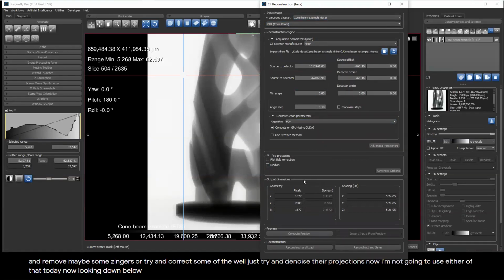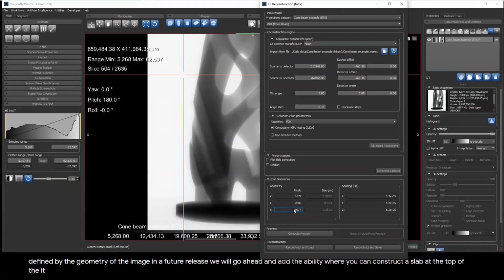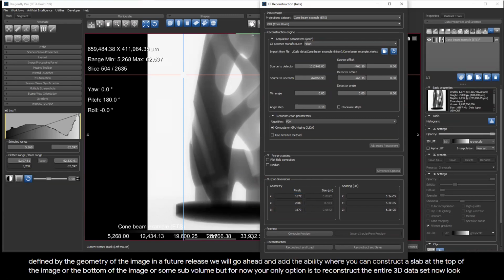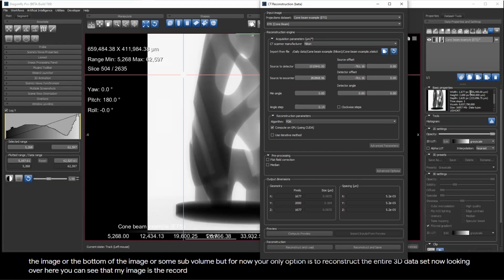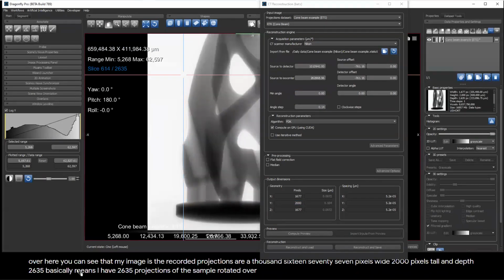Now, looking down below, you can see the output dimensions. For the beta release, you are not permitted to change these. This is defined by the geometry of the image. In a future release, we will go ahead and add the ability where you can reconstruct a slab at the top of the image or the bottom of the image or some subvolume. But for now, your only option is to reconstruct the entire 3D data set. Now, looking over here, you can see that my recorded projections are 1677 pixels wide, 2000 pixels tall, and a depth of 2635 basically means I have 2635 projections of the sample rotated over presumably 180 degrees.